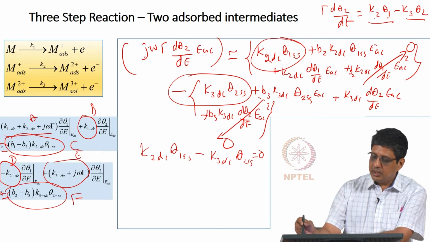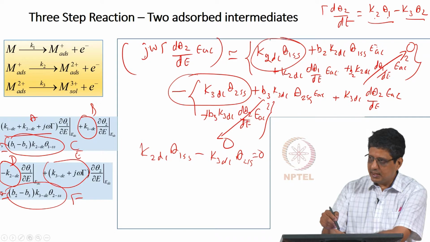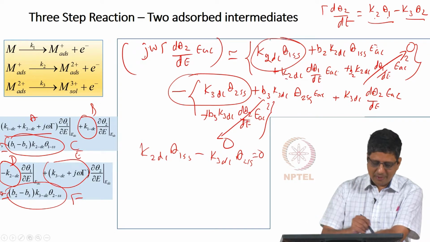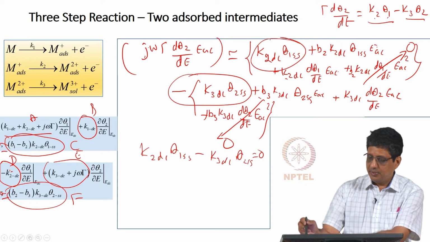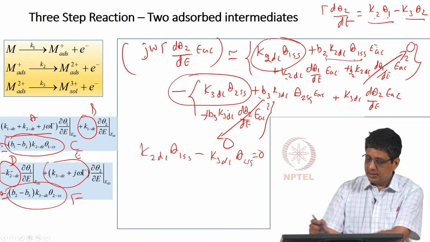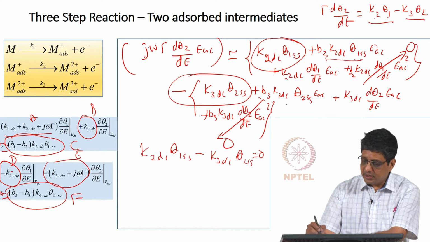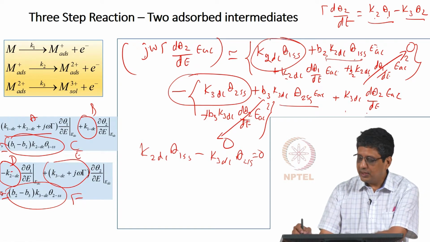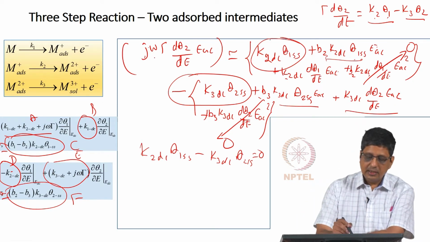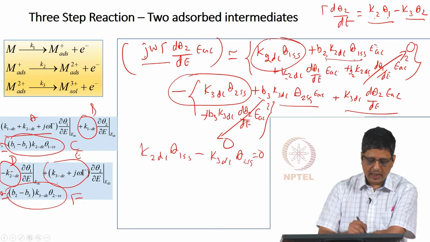So, you have EAC here, EAC here, EAC here, EAC here, EAC here, divide by EAC and rearrange. This k2 will become minus k2. This is gone. This term here remains on the right side. This is not brought to the left. This term here remains on the right side. This term is brought to the left, it becomes k3 dC. This j omega gamma is for d theta 2 by dE.